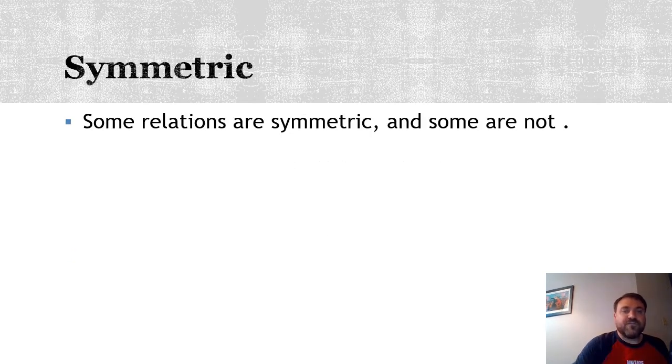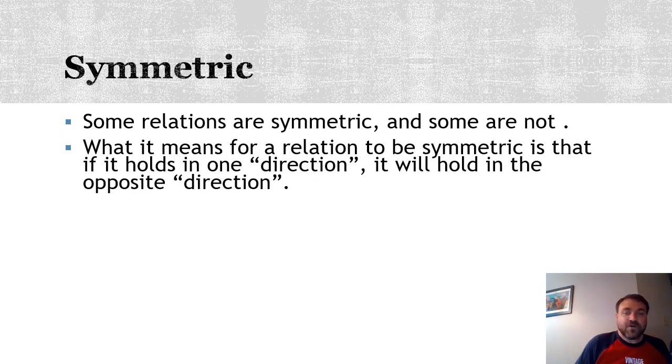So first off, let's take a look at the property of relations that is symmetry. Some relations are symmetric and some are not. What it means for a relation to be symmetric is that it holds in one direction. If it holds in one direction, then it will hold in the opposite direction, and vice versa. So that's what makes a relation symmetric, okay?